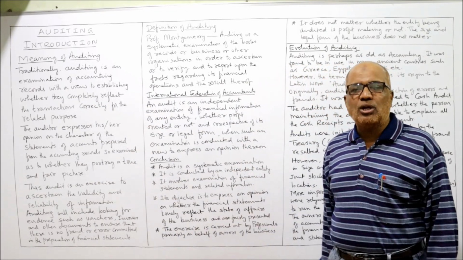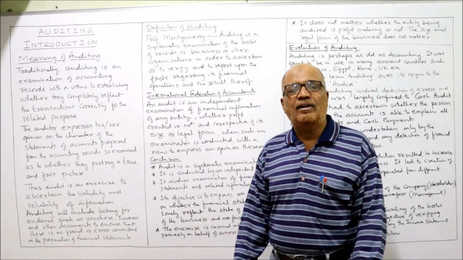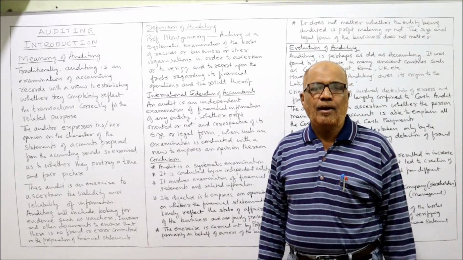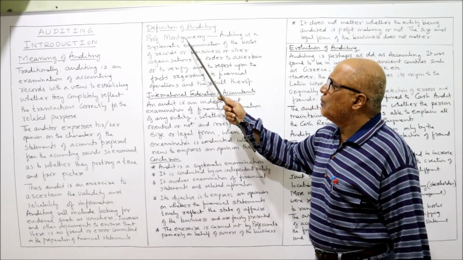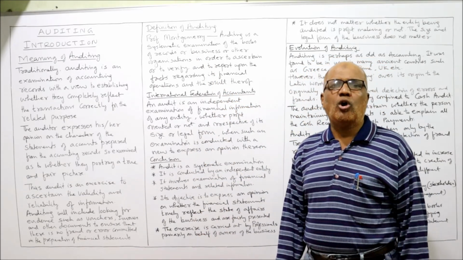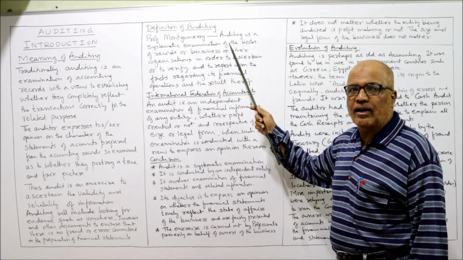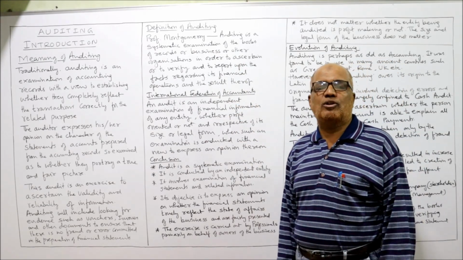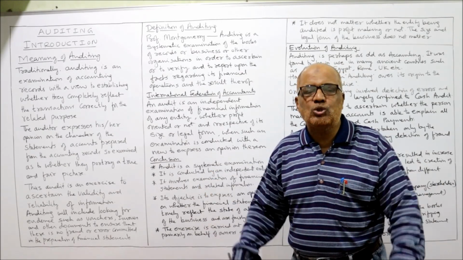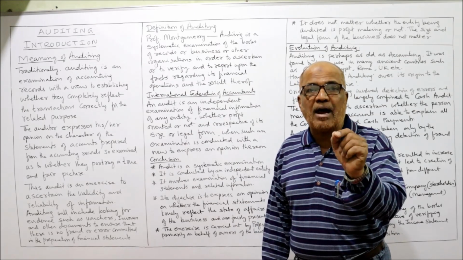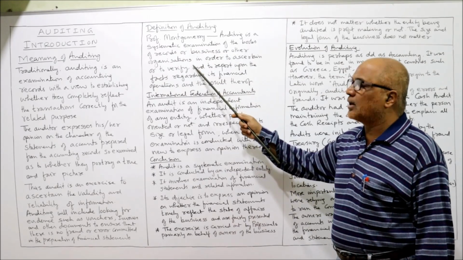Now I am coming to the definition of auditing. Different authors, different experts have given different definitions of the term, but the basic meaning is the same. For example, one definition was given by Professor Montgomery. Professor Montgomery has defined auditing as a systematic examination. First of all, it's not a random or casual checking, but a systematic examination of the books and records of business or other organizations.